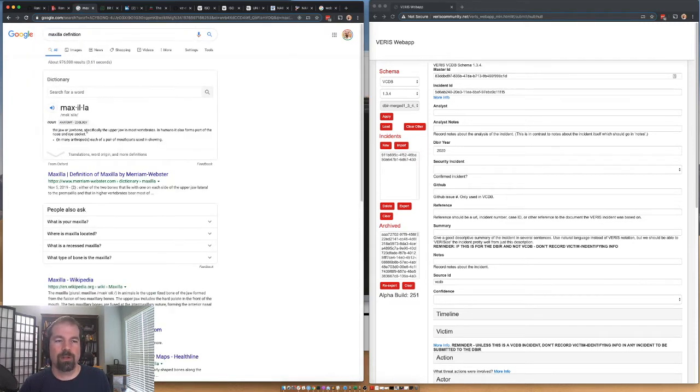The jaw or jawbone, specifically the upper jaw in most vertebrates, including humans, also forms part of the nose and eye socket. So I guess, huh. Did not know that.